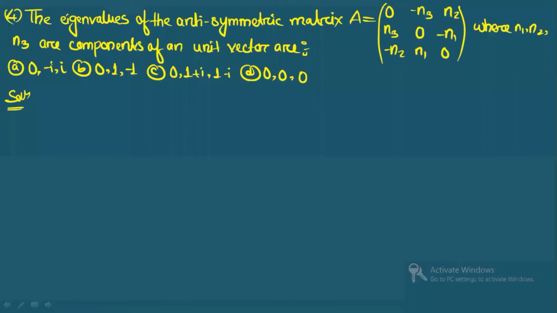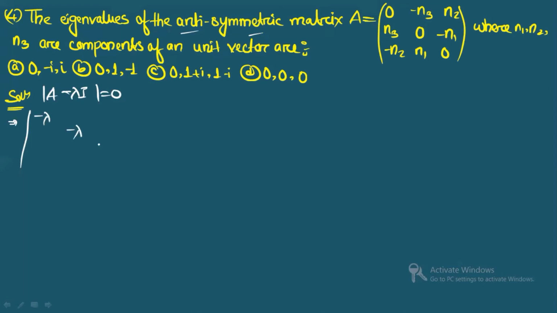Now let us see question number 4. The eigenvalues of the antisymmetric matrix A are equal to this, where n1, n2, and n3 are the components of a unit vector. So you will have to find the eigenvalues of the given matrix, which is an antisymmetric matrix. Clear? First of all, to find the eigenvalues, we will write the characteristic equation, that is A minus lambda I equals 0. So if you do so, what you will get?